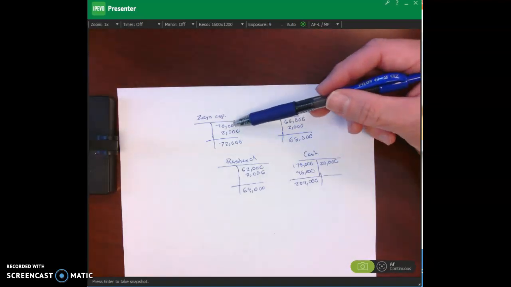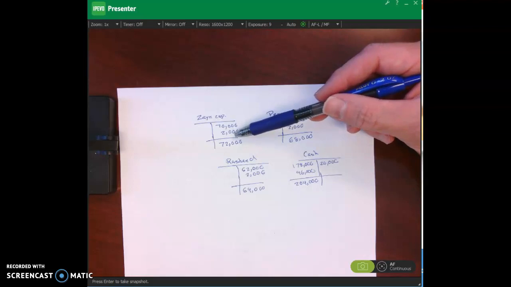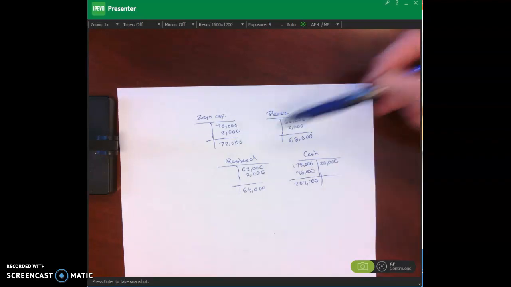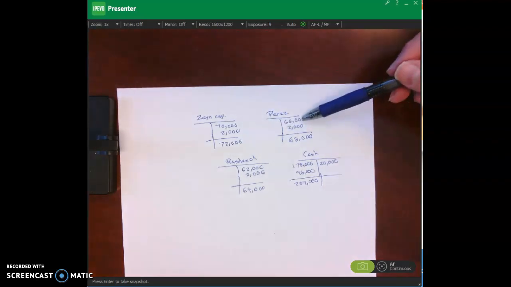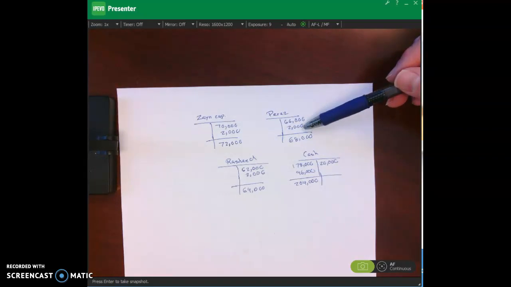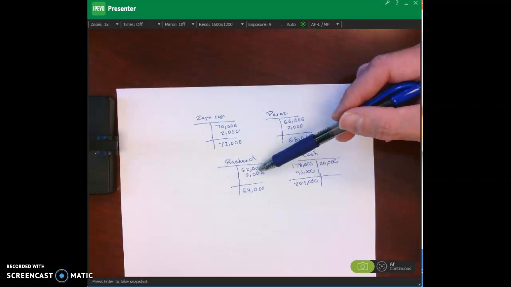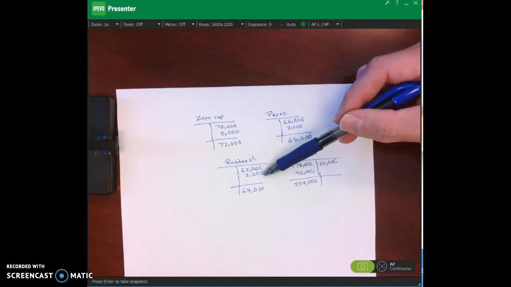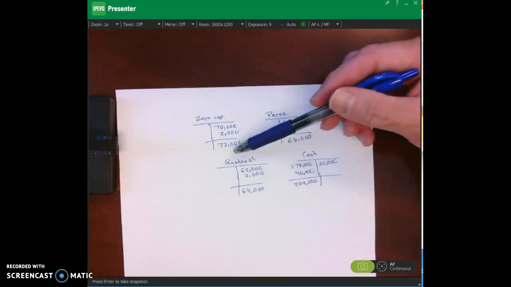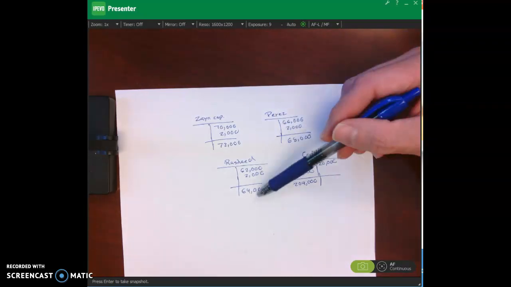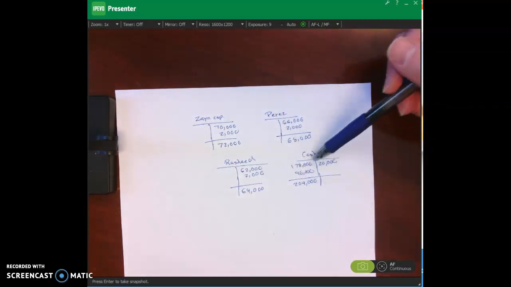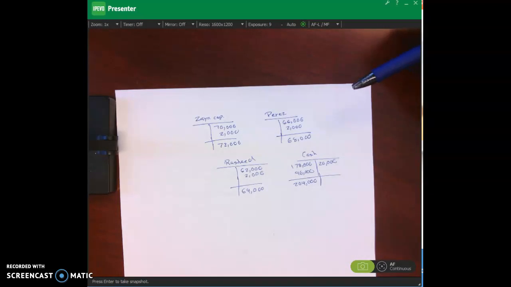Remember we had the initial Zahn capital balance of $70,000, and then we sold the land and increased Kayla's capital by $2,000, so the balance is $72,000. Perez had the initial capital of $66,000, plus we sold the land and increased his capital by $2,000, so $68,000. Rashid, $62,000, increased by $2,000 from the sale of the land, $64,000. $72,000 plus $68,000 plus $64,000 equals $204,000, which is equal to how much cash we have on hand.